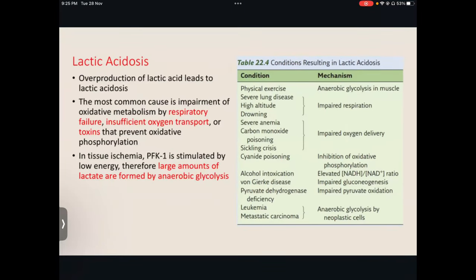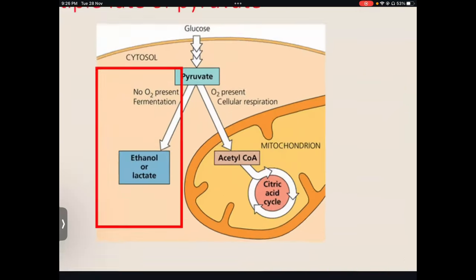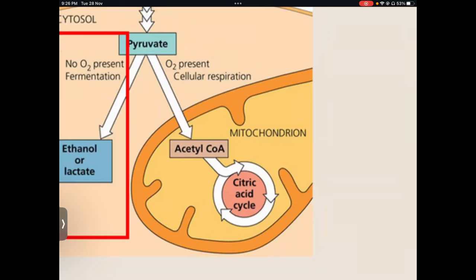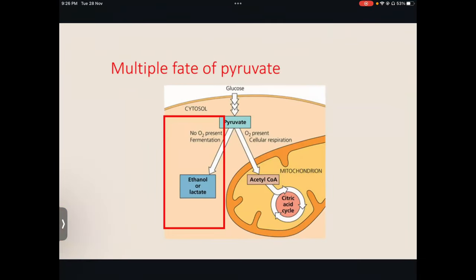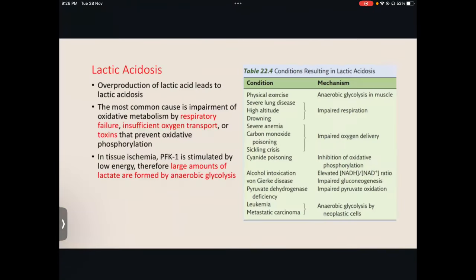And a clinical situation is lactic acidosis. When too much lactic acid is produced, you will end up with lactic acidosis. It most commonly happens when you have a problem of oxidative metabolism. So when there's a problem in any of these parts, which are the oxidative or oxygen-requiring parts of metabolism, it might lead to lactic acidosis because you're not able to use pyruvate, and that way you end up making too much lactate.